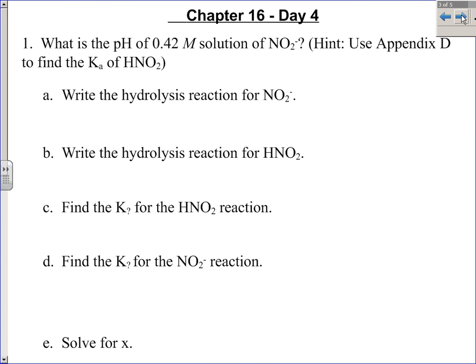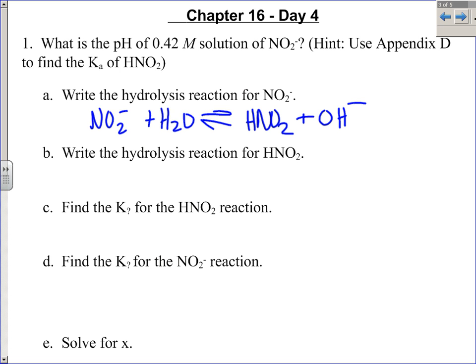Okay, next day we got into base situations. So what is the pH of a 0.42 molar solution of NO2 minus? Now, like everything in this chapter, the very first thing you need to do is determine what the hydrolysis reaction is. So we've got NO2 minus, we're throwing that in water. This is an equilibrium reaction. Now, since this is a negatively charged ion, we're going to pull a proton off of the water. So we're going to end up forming HNO2, and what's left is OH minus. So that would be the hydrolysis reaction for this substance thrown in water. And that's why this thing is a weak base, it's going to make the water basic.